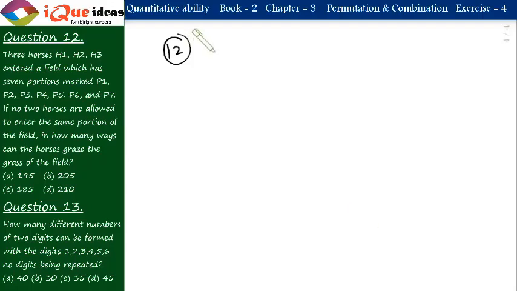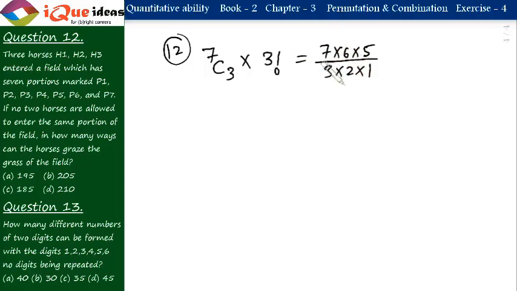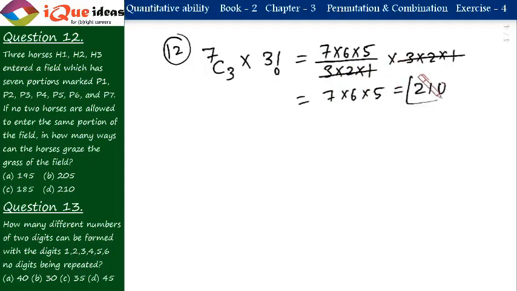This is a direct question of selection and arrangement. There are total 7 portions. So select 3 out of 7 portions, that is 7C3. Then arrange the 3 horses on the selected 3 portions, and that can be done in 3 factorial ways. So 7C3 would be 7 into 6 into 5 divided by 3 into 2 into 1, and 3 factorial is 3 into 2 into 1. So 3 into 2 into 1 cancels and we have 7 into 6 into 5, which is equal to 30 into 7, that is 210. So there are total 210 ways in which the horses can graze the field.